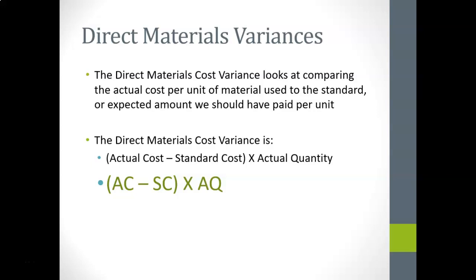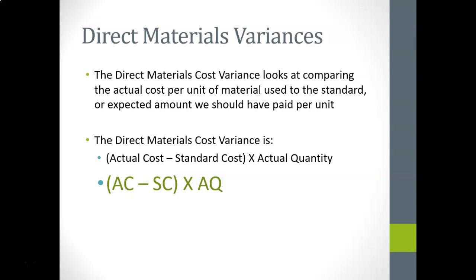And typically, we're going to do this for each material. So if we have 10 different materials that are direct materials that go into that product, then we're going to have 10 different cost variances. We'll look at each material. Now, for the sake of exams, etc., we only look at one material, but you would follow the same exact process for looking at any other materials.